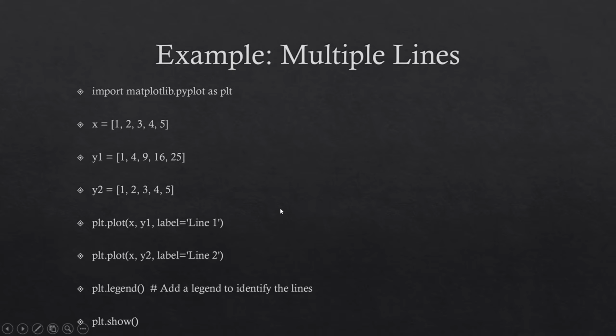Import matplotlib.pyplot as plt. x is equal to 1, 2, 3, 4, 5. y1 is equal to 1, 4, 9, 16, 25. y2 is equal to 1, 2, 3, 4, 5. plt.plot x, y1, label is equal to line 1. plt.plot x, y2, label is equal to line 2. plt.legend adds a legend to identify the lines. plt.show.